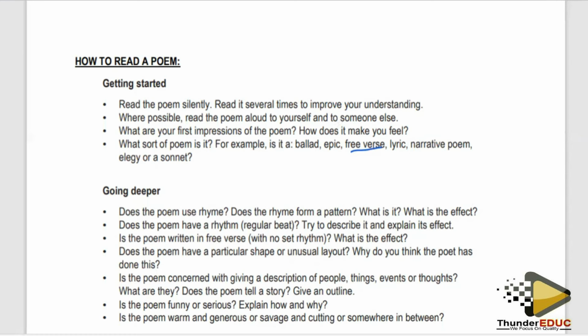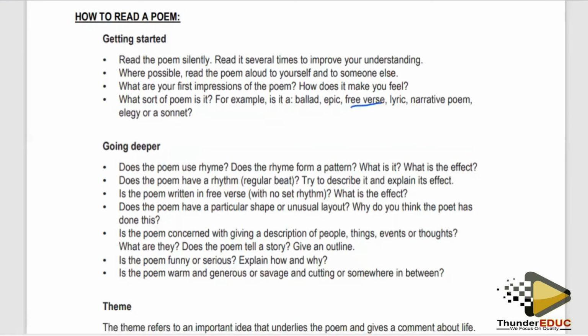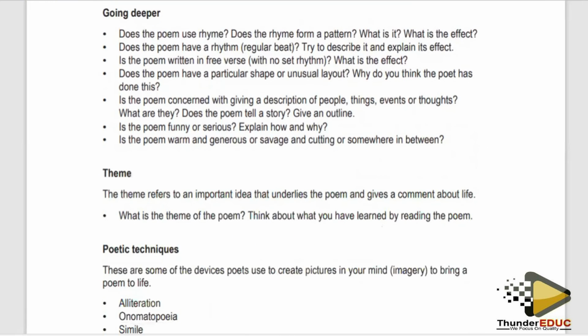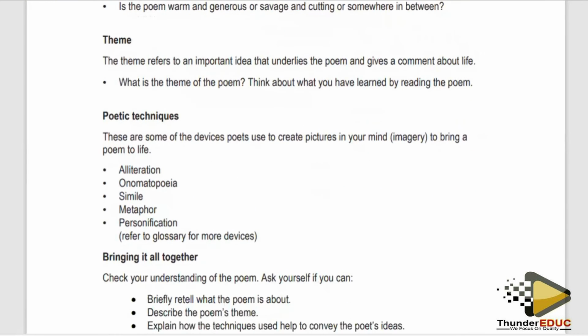So you must be able to find out. Is it warm? Is it generous? Is it savage? Cutting somewhere in between. The theme refers to an important idea that underlines the poem and gives a comment about life.